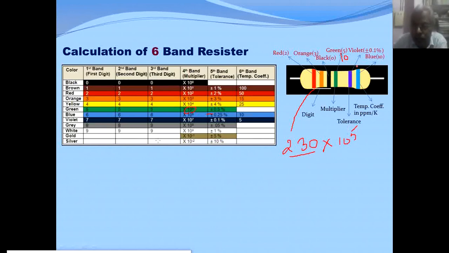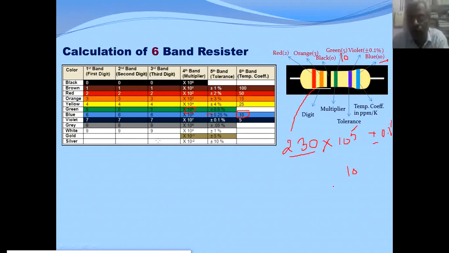And this parts per million is given here. Then the tolerance is plus minus 0.1%. And the last column is used for parts per million, that is the value of this blue. In the last column it is 10, so I have written here 10. So its parts per million is 10.